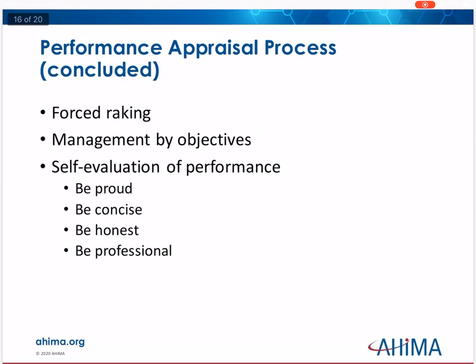Then we have a forced ranking. Now, this is starting to appear more frequently in healthcare organizations, and basically this means that you have allotted allocations for your employees. This means that only the top 10 to 20% of your employees are going to fall in a higher level of performance. And then 70 to 80% are going to fall in the middle. And then the rest of them are going to fall in the lowest levels of performance. So then you have high, middle, or low levels of performance.